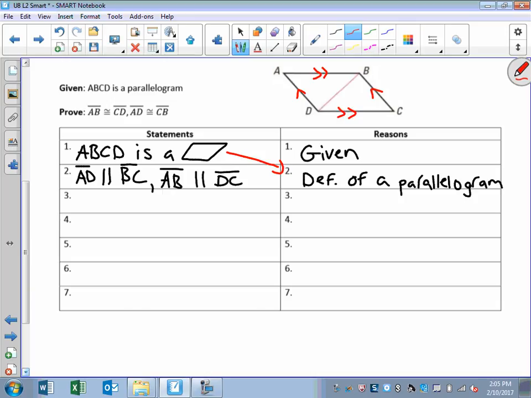So if those sides are parallel, that means that DB is in fact a transversal. So DB is cutting parallel lines. Now we're going back to Unit 3 where we talked about parallel lines and a transversal. The fact that DB is a transversal means that we have some angle measures that we know. First, we know that angle ADB is congruent to angle CBD.